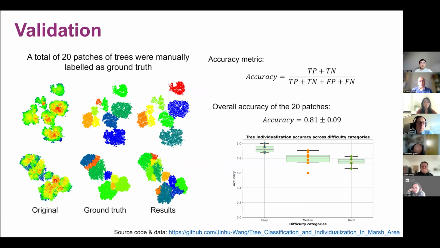Across all the 20 tested patches, this workflow achieved an overall accuracy of 81%. To dig deeper, we categorized the 20 patches into easy, medium, and hard categories based on factors like tree density, canopy size, and also tree species. For easy patches, it reached around 80%, for medium, it's around 80%, and for hard cases, it's around 75%. And the source code and the data are publicly available.